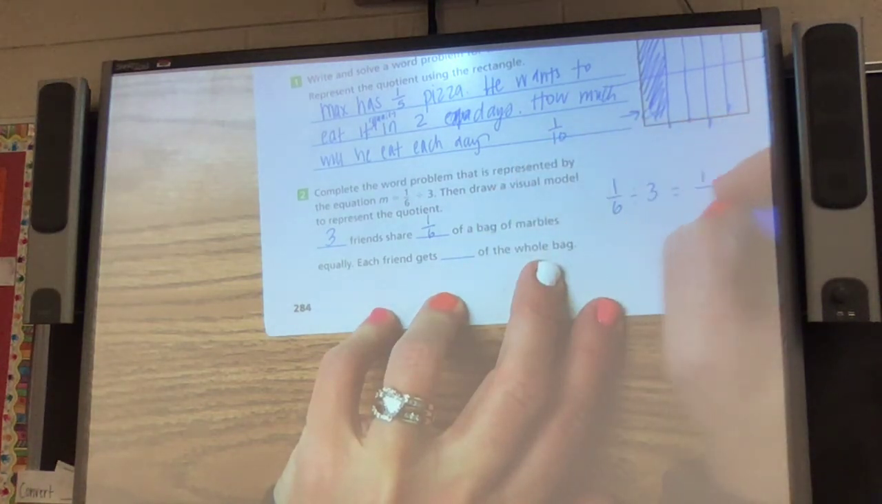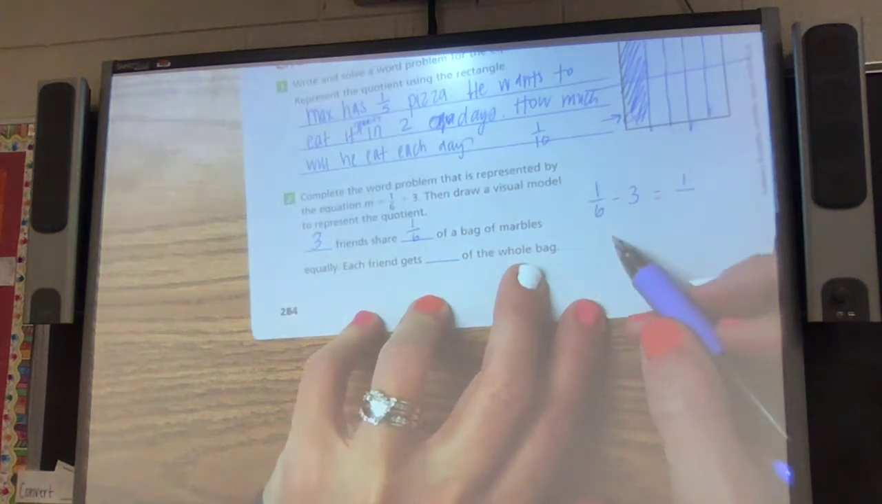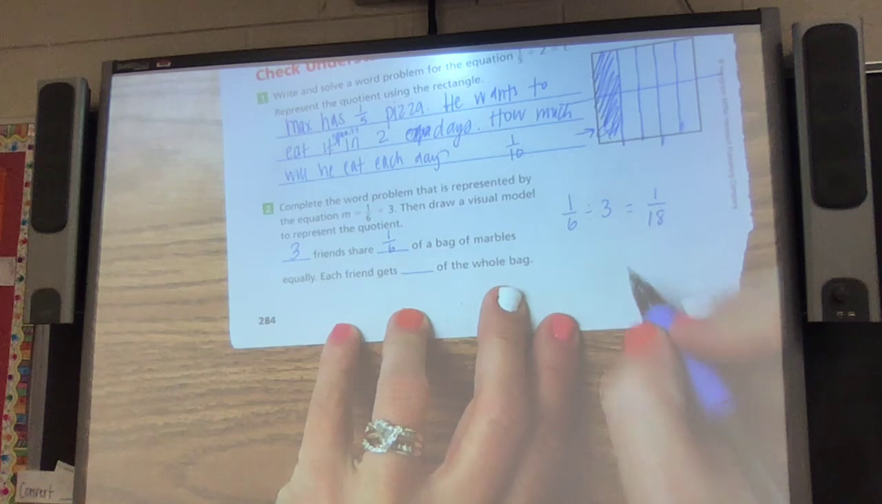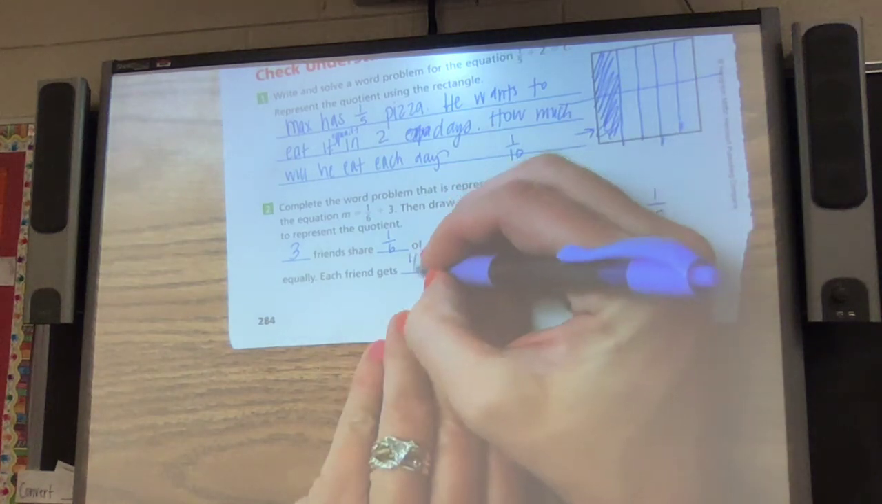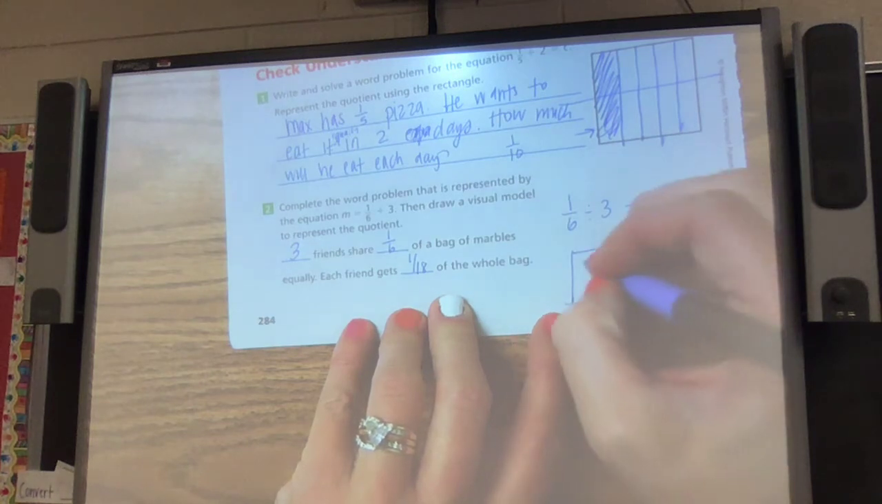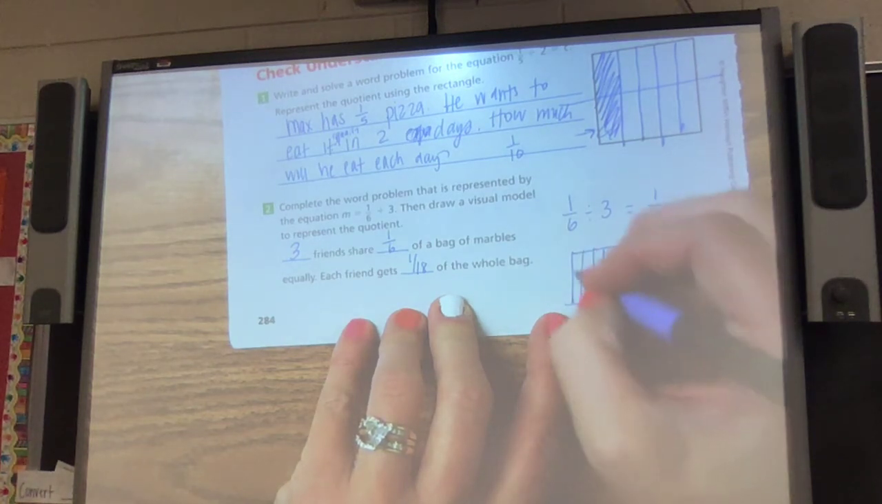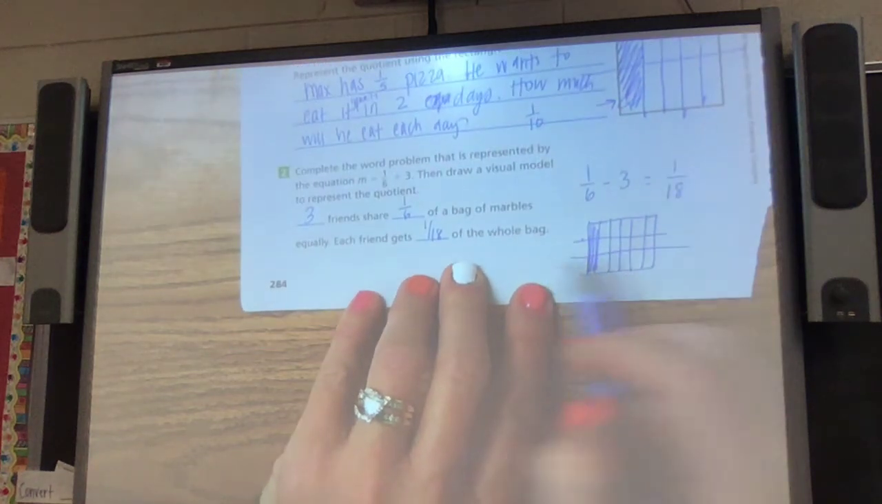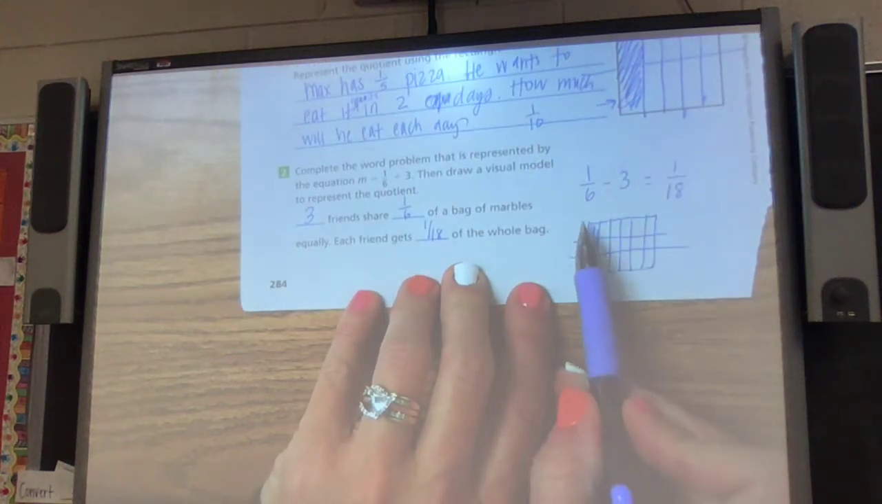We know it's going to be a fraction smaller than a 6. And I know 6 times 3 is 18. So it's 1/18 of the bag. It says draw a visual model. 1, 2, 3, 4, 5, and 6. There's your 1/6. And there's your splitting it with the friends. 1 friend, 2 friend, 3 friend.